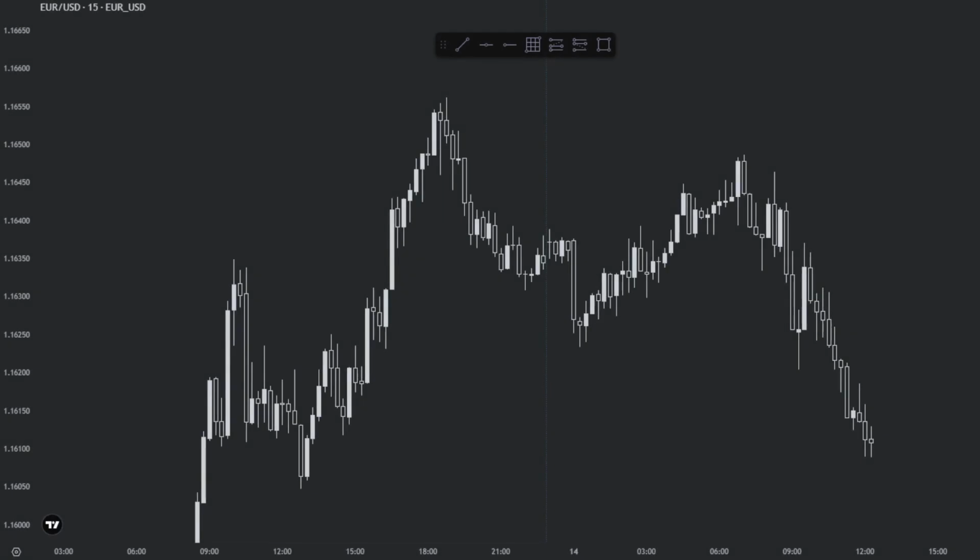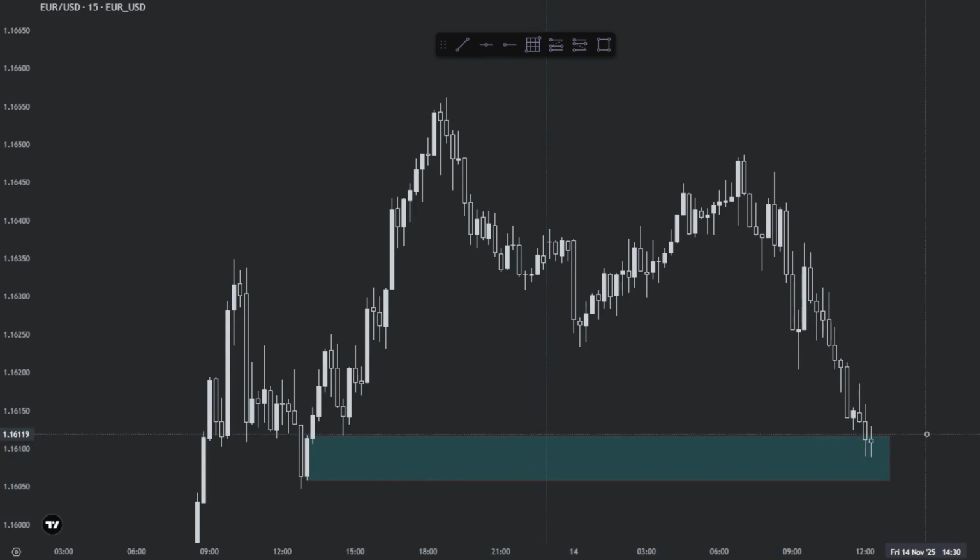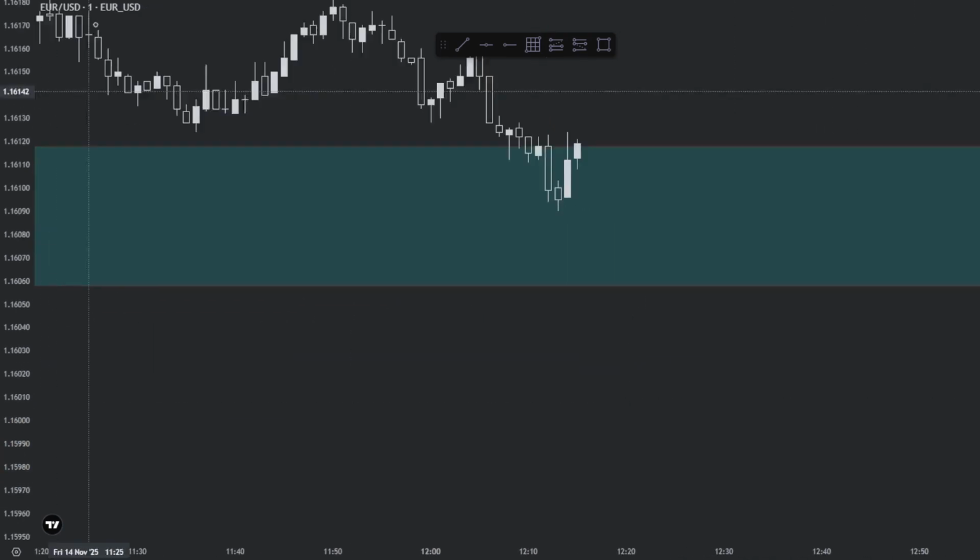Section 3. Live chart example, bullish confirmation entry. Now let's walk through a live chart example, so you can see exactly how this confirmation entry works in real market conditions. First, we start from the higher time frame. Here you can see a strong and clean bullish order block. Now we drop down to the entry time frame.